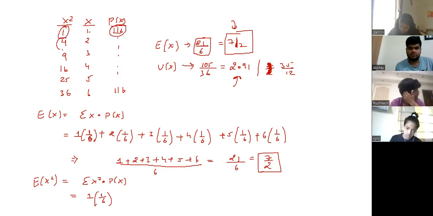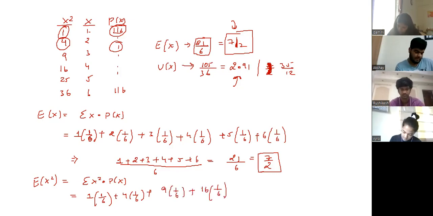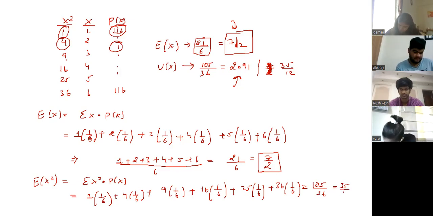Similarly, for x square into probability of x, that is 1 by 6. So plus 4 into 1 by 6 plus 9 into 1 by 6 plus 16 into 1 by 6 plus 25 into 1 by 6 plus 36 into 1 by 6. And if you solve this, what you will get? 105 by 36, which is nothing but 35 by 12, or which is nothing but 2.91.